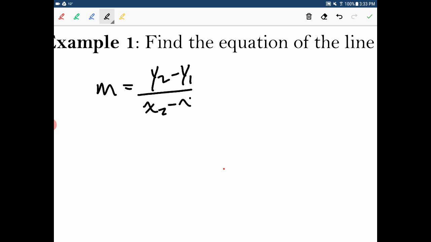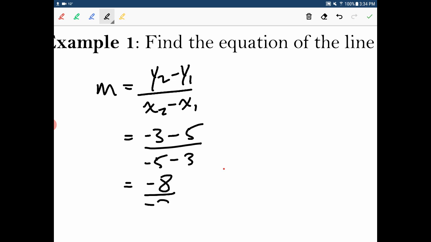All right. So there is our formula, and you can just match it up with what we just labeled. So you look at that and you say, well, my y2 was equal to -3, and my y1 was equal to 5. And on the bottom, we'll have x2, which if you look was -5. And my x1 was equal to 3, so we'll have -3. All right. So from that, we'll have -8 over -8.